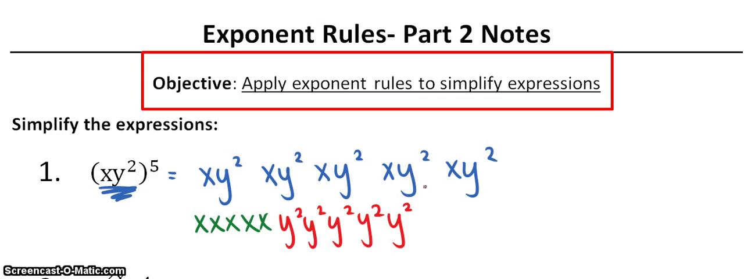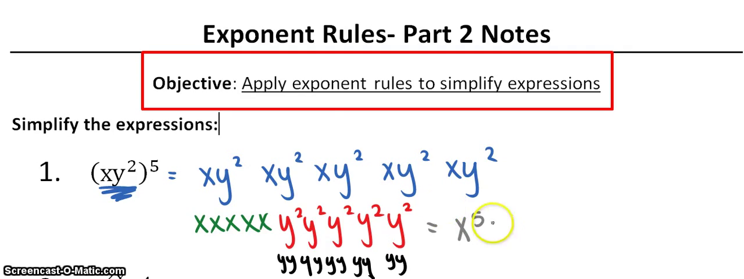Okay, now I want to rewrite this using exponents, but wait, we already have some exponents left, so maybe I'll simplify this more. I have 2 y's in each of these. This way we can just count. It makes it nice and easy, even though it's tedious. Okay, so how many x's do I have? The answer is 5. Now how many y's do I have? Well, I have 2 y's 5 times. That means I have 10 y's. So that would be the entire expression simplified.